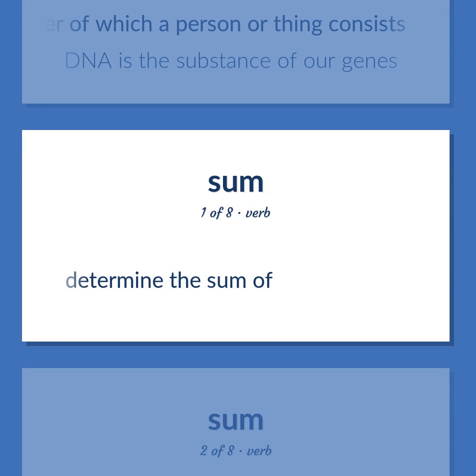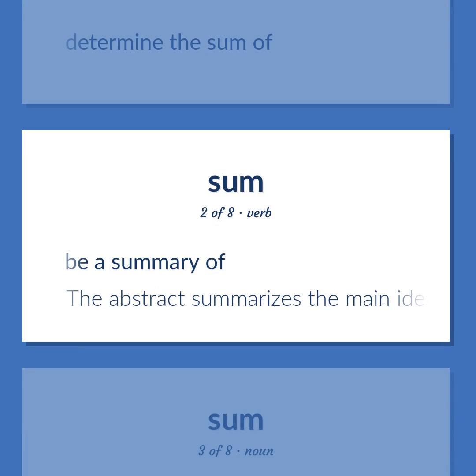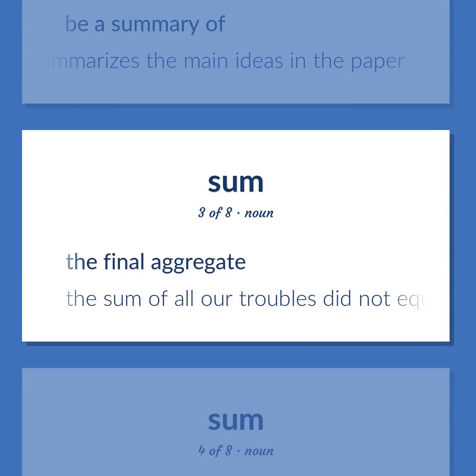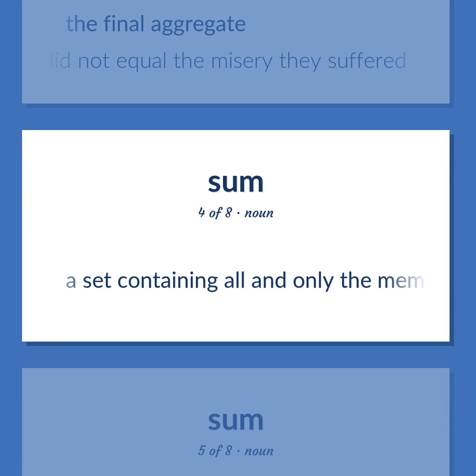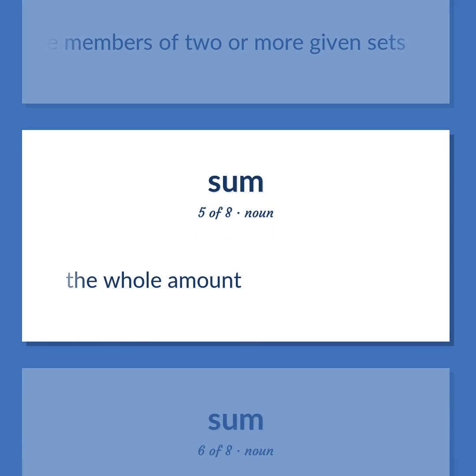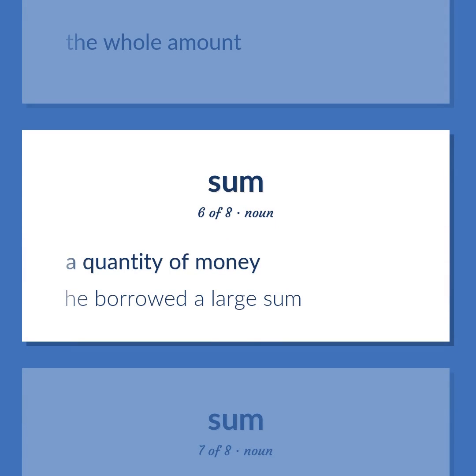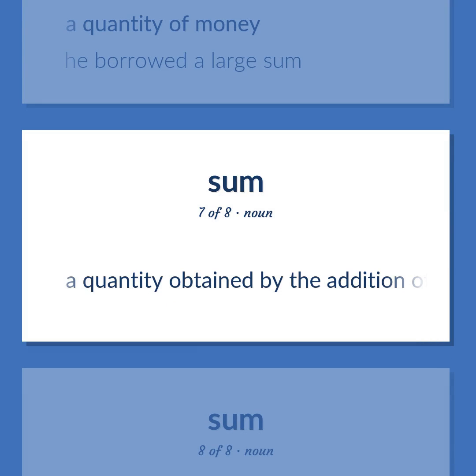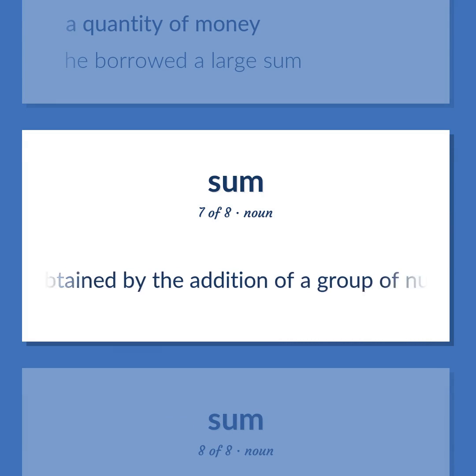Determine the sum of. Be a summary of. The abstract summarizes the main ideas in the paper. The final aggregate. The sum of all our troubles did not equal the misery they suffered. A set containing all and only the members of two or more given sets. The whole amount. A quantity of money. He borrowed a large sum. A quantity obtained by the addition of a group of numbers.